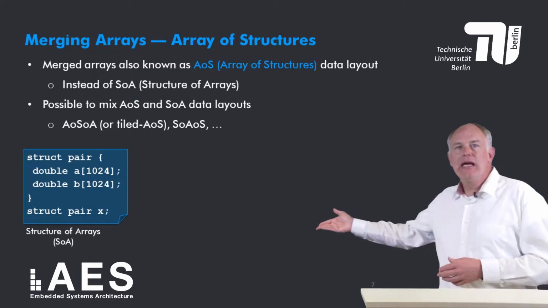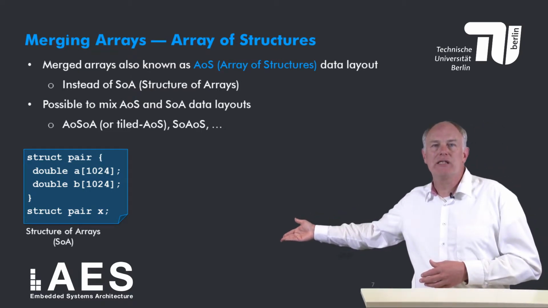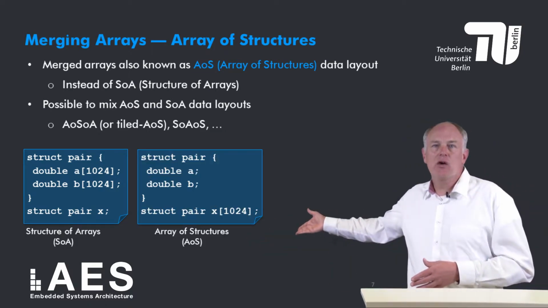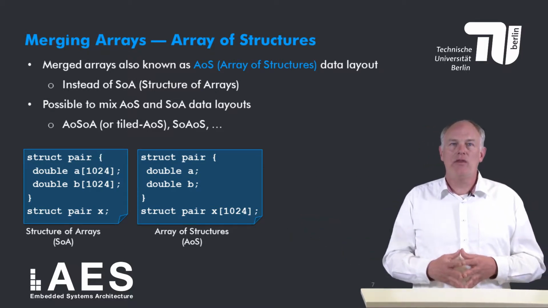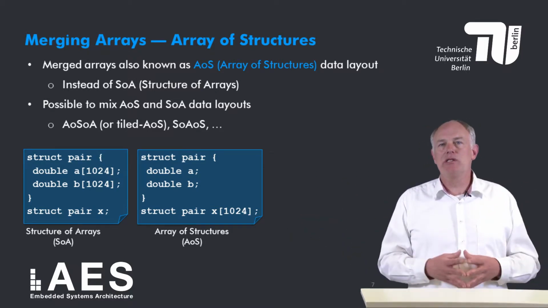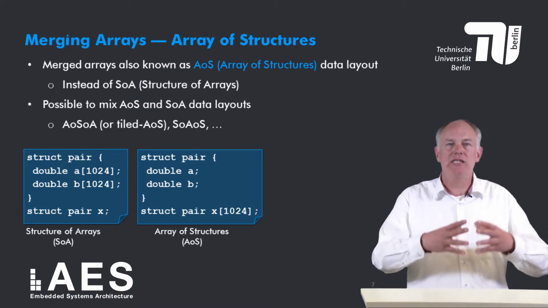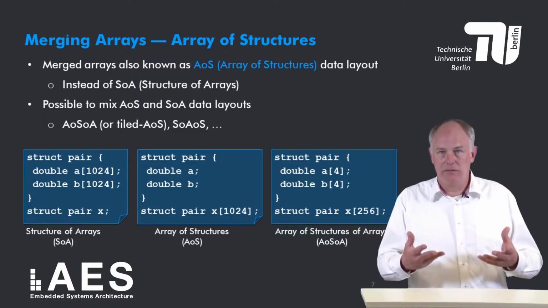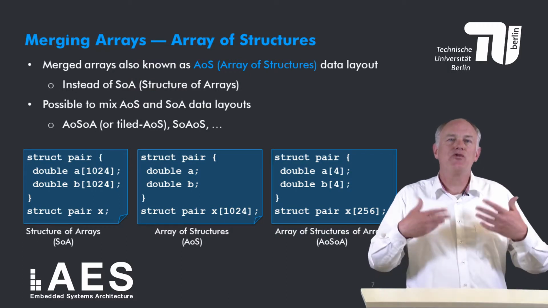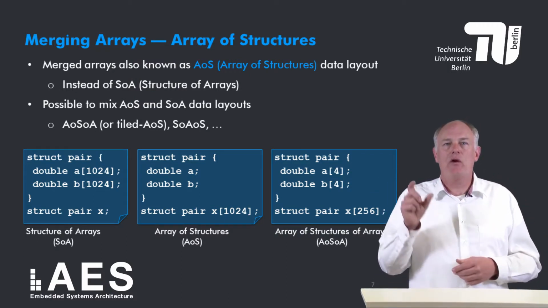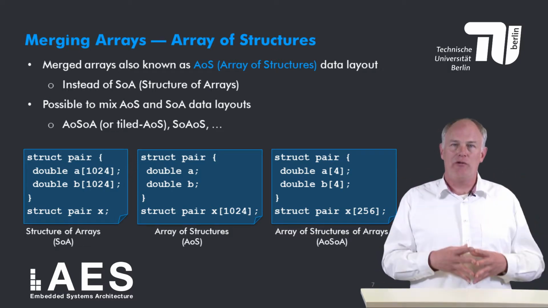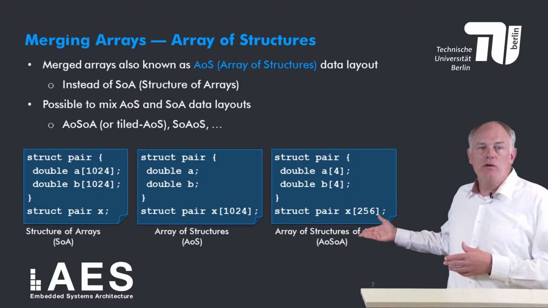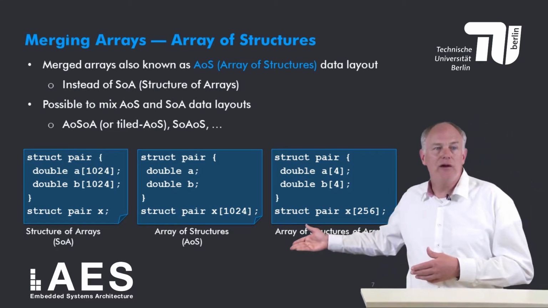To give an example, here's an example of the structure of arrays layout. Two arrays are merged in a single structure. And here is the corresponding array of structures data layout that we have seen before. Corresponding elements of the arrays A and B are merged into a single structure. And here's the array of structures of arrays data layout. Now a structure consists of two small arrays that are 4-element subarrays of the original arrays A and B. Depending on the access pattern and the cache block size, this layout may actually perform better than array of structures.